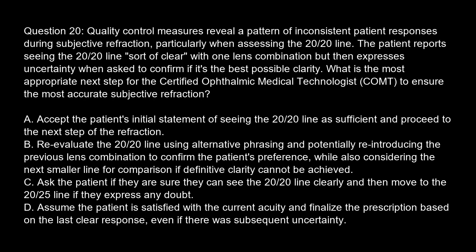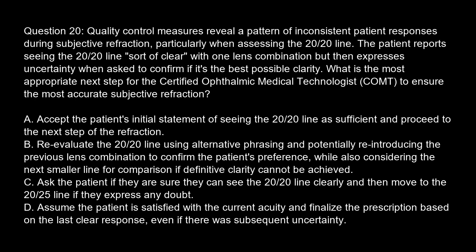Question 20. Quality control measures reveal a pattern of inconsistent patient responses during subjective refraction, particularly when assessing the 20/20 line. The patient reports seeing the 20/20 line sort of clear with one lens combination, but then expresses uncertainty when asked to confirm if it's the best possible clarity. What is the most appropriate next step for the certified ophthalmic medical technologist, COMT, to ensure the most accurate subjective refraction?